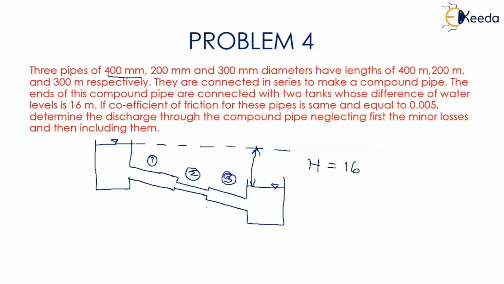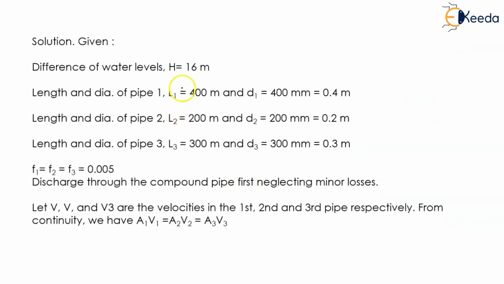So from the given data, I can say H is equal to 16 meters, L1 is 400 meter and D1 is 0.4 meters, L2 is 200 meter and D2 is 0.2 meters, L3 is 300 meters and D3 is 0.3 meters. We have F1, F2 and F3 equal to 0.005 which can also be considered as F, which is known as coefficient of friction.